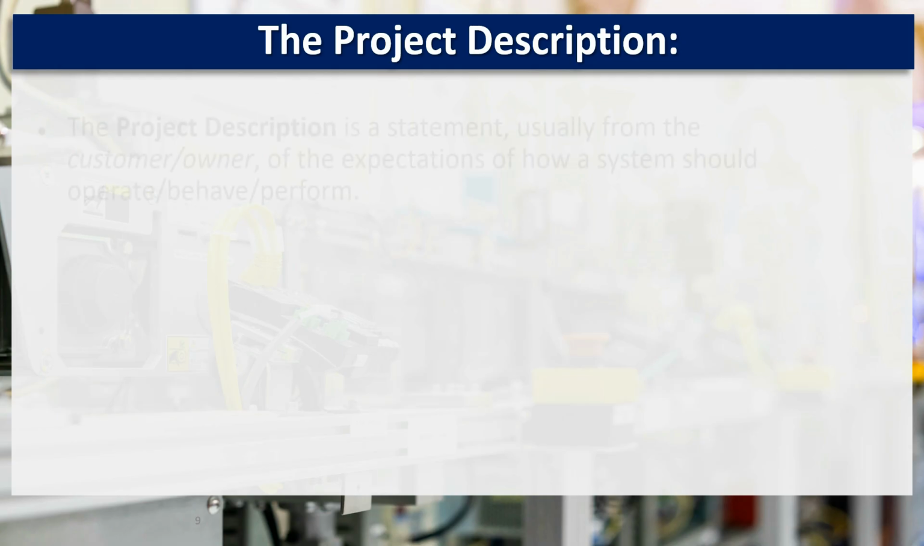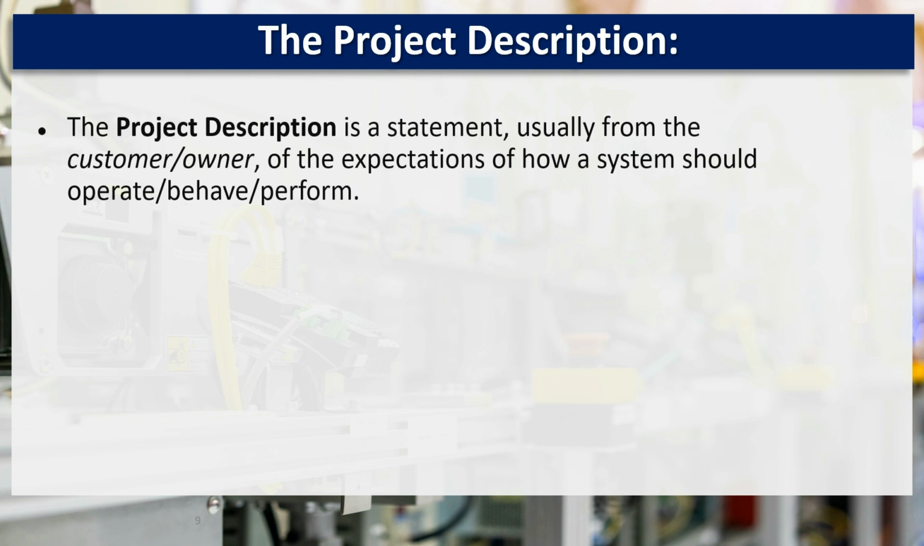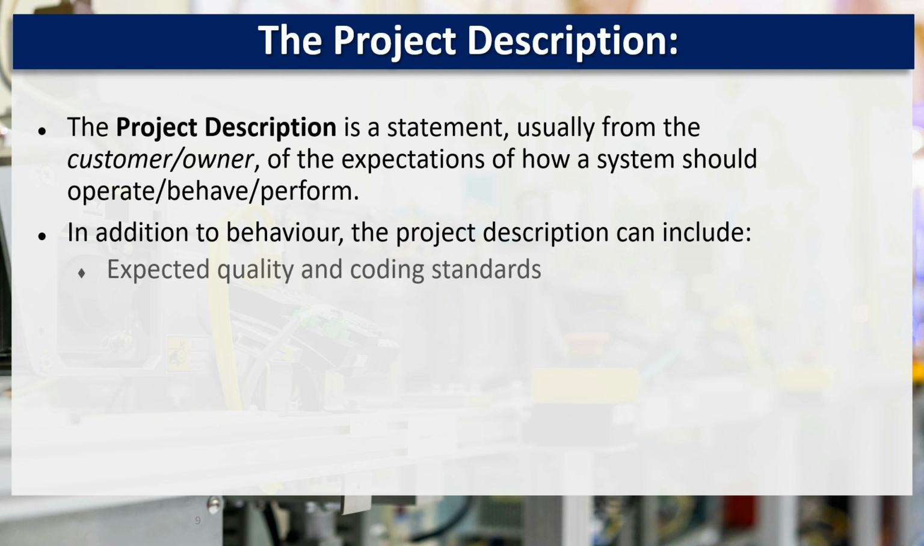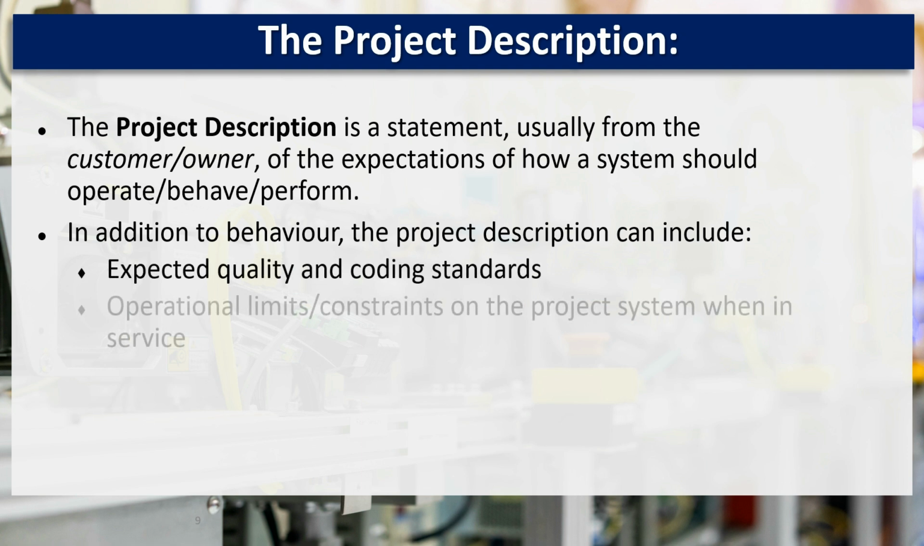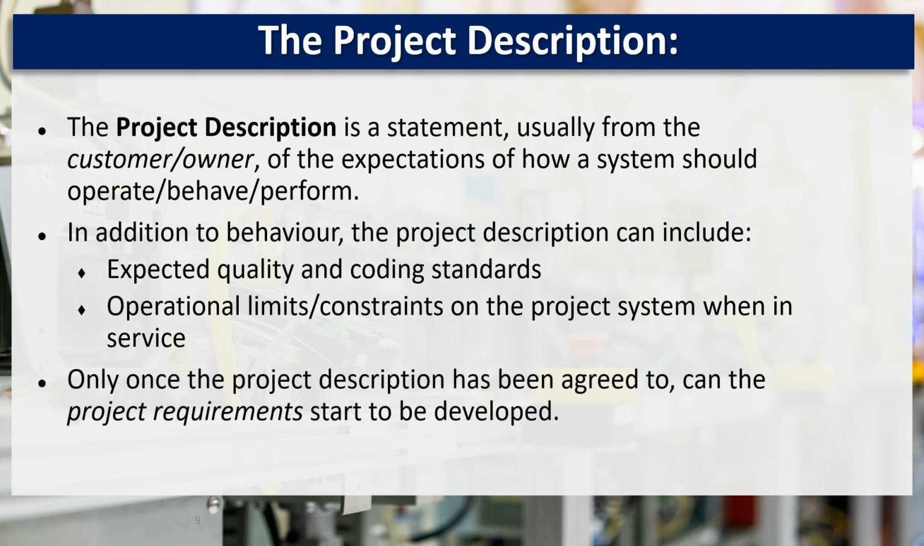Every project starts with a description, the big picture, the overview. Well, with PLC programming, it's no different. The project description is a statement, usually from the customer or owner or an engineer, and it has the expectations of how a system should operate, behave, and perform. In addition to behavior, the project description can include things like expected quality and coding standards, operational limits and constraints on the project system when in service. Only once the project description has been agreed to can the project requirements start to be developed.